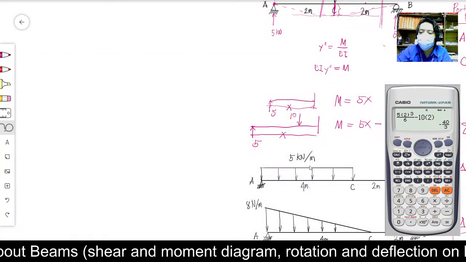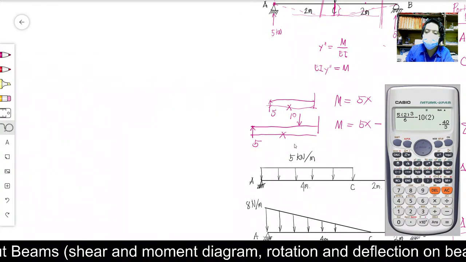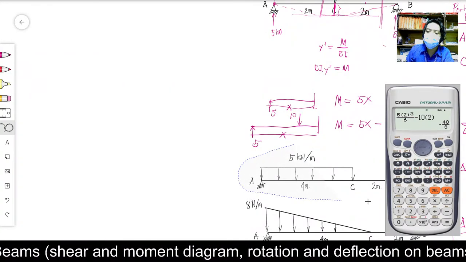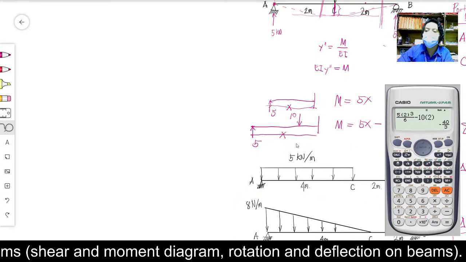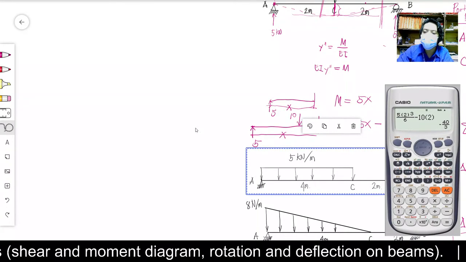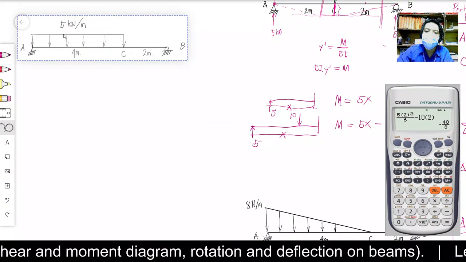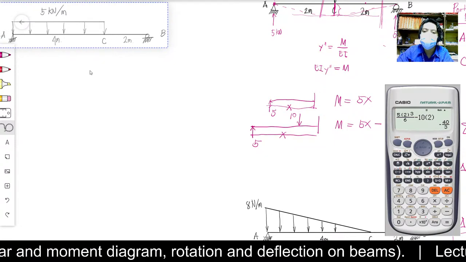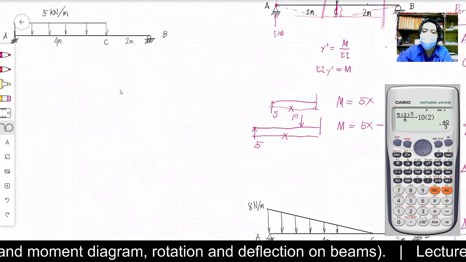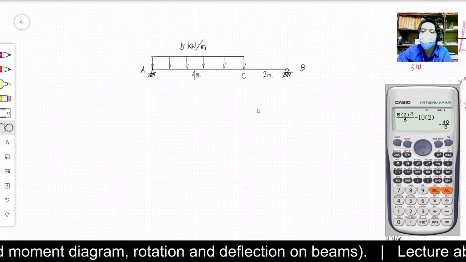Let me try to put it here. Pareho kasi ang good edge space. Pwede ba? Okay.